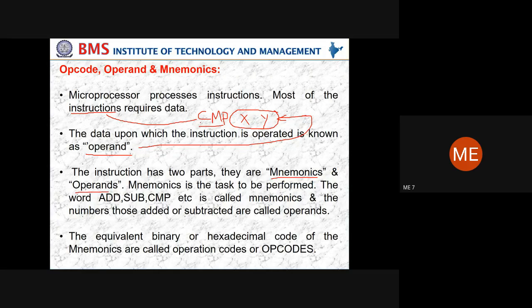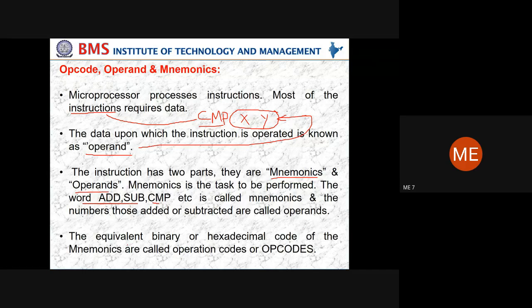Now what do you mean by mnemonics? Mnemonics is the task performed, which is an English-like statement. Let's observe the words ADD, SUB, CMP, which are called mnemonics. Please understand, mnemonics are the English-like statement, the part of the instruction which says what action is to be taken. So that is called ADD, SUB, and CMP.